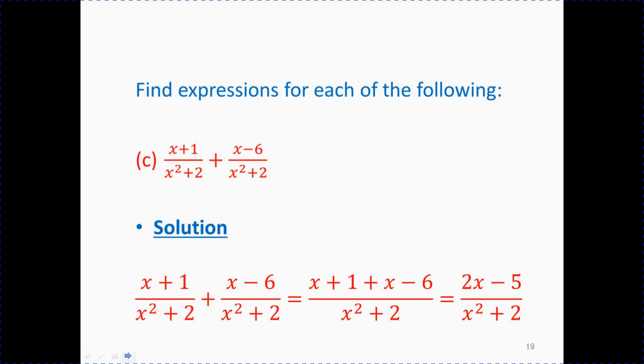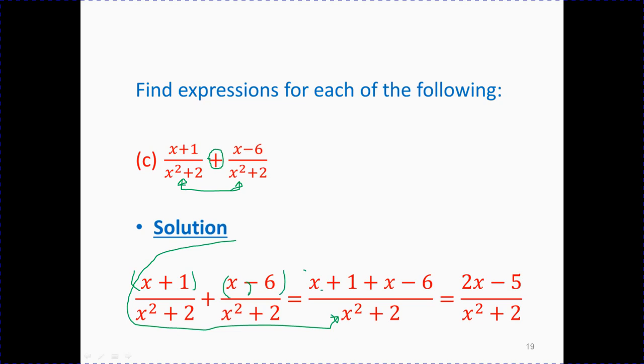Now, find the expression for each of the following. I'm dealing now with addition. Here we have x plus 1 over x squared plus 2 plus x minus 6 over x squared plus 2. Now we have both denominators the same, so there is no problem. You will keep the same denominator, which is x squared plus 2, but you have to add x plus 1 and x minus 6.